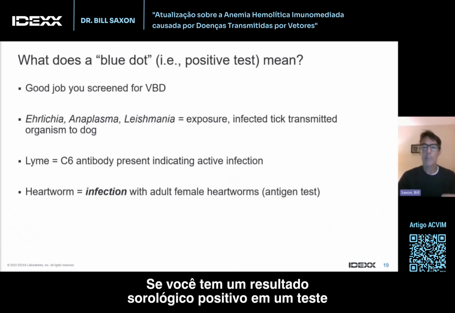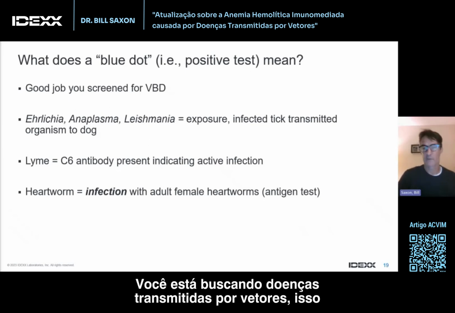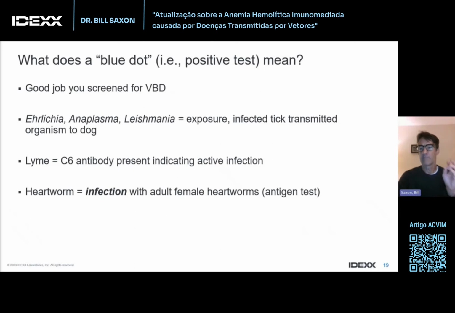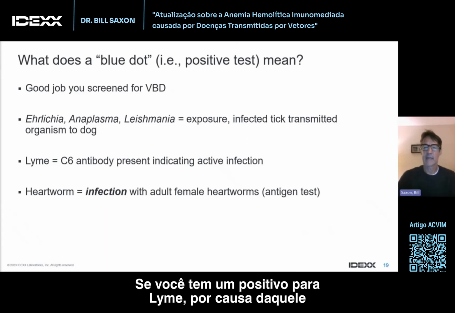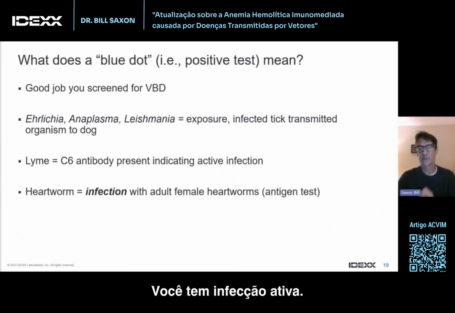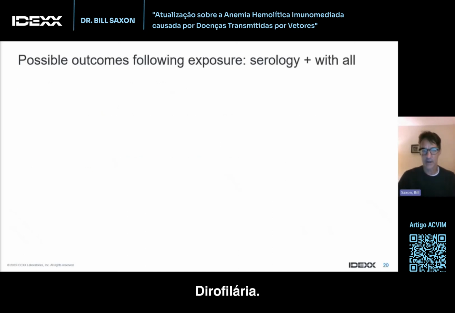Okay. If you have a positive serologic result on a SNAP, which would be the dot turning blue, what does that tell you? Great. You're screening for vector-borne disease. So that's great. If you have a positive to Ehrlichia, Anaplasma, or Leishmania, you've got exposure. An infected tick transmitted the organism to the dog. That's all you know for now. Then we'll tell you how to figure out what's going on after that. If you have a positive Lyme, because that antibody is the C6 antibody only produced during infection, you've got active infection. The same for the heartworm antigen test. It tells you you have adult female heartworms there.